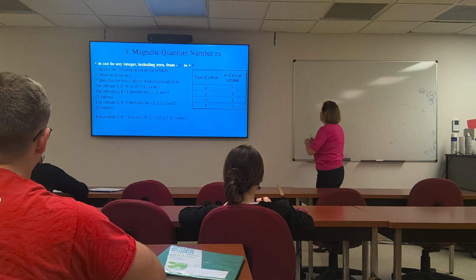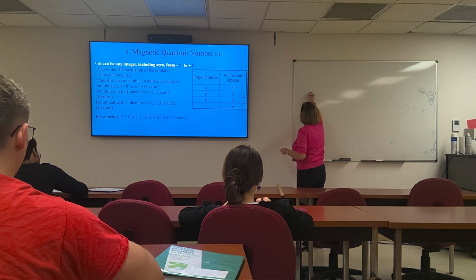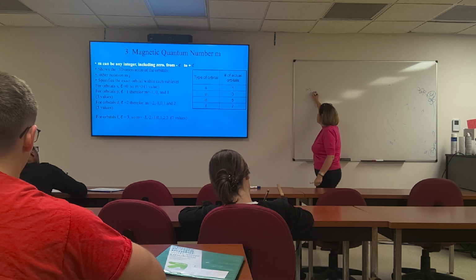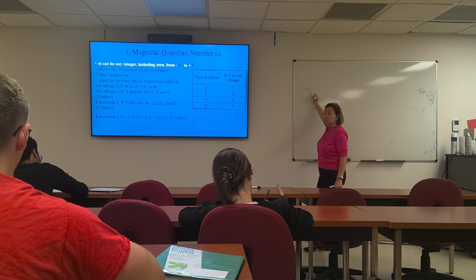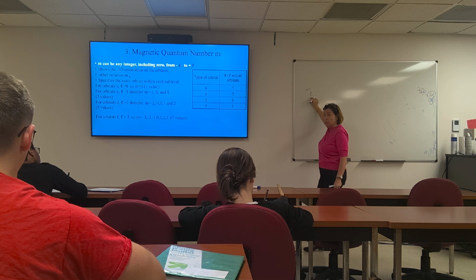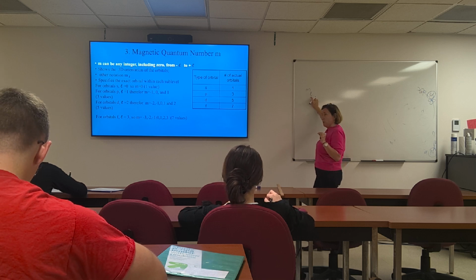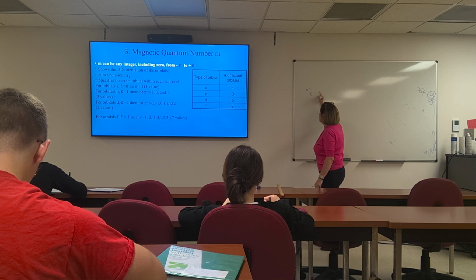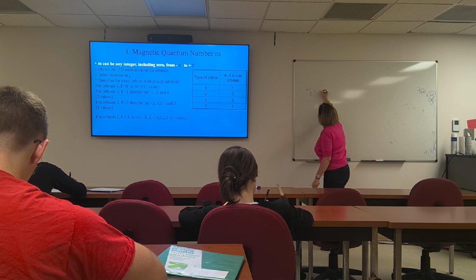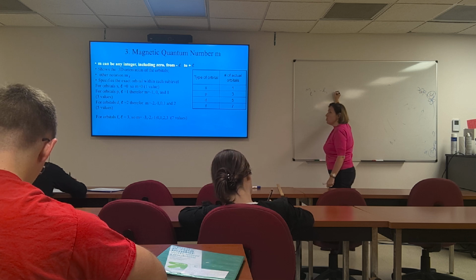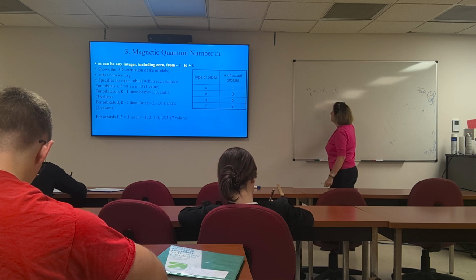So the third quantum number is the magnetic number. The symbol is M, or sometimes you'll see it as M subscript L, because it's based on L. So there are two notations, just M or M subscript L. This is the magnetic number, and it has values from negative L, all the integers including zero, up to plus L.